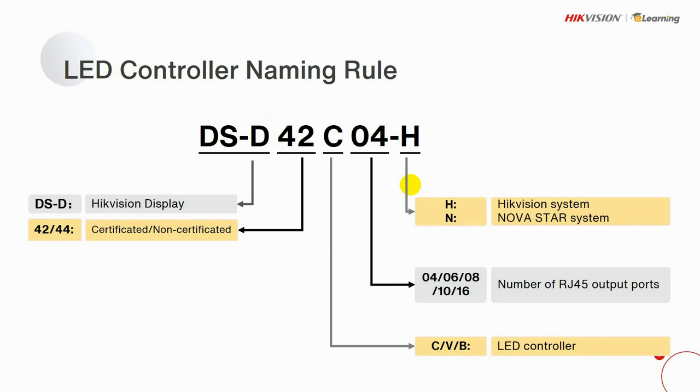Now let's take a closer look at the LED controller, which is an important role in our LED system. First comes the naming rule. DSD here is still Hikvision display. 42 or 44 here means certificated or non-certificated product. And C or V or B here is an identifier for the LED controller product. The number next to it means the number of RJ45 output ports. Suffix H or N here means Hikvision or NovaStar system, which is for our outdoor LED.